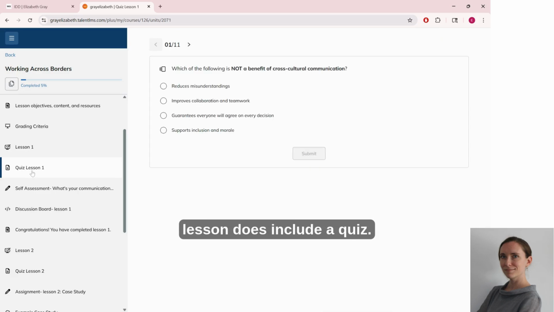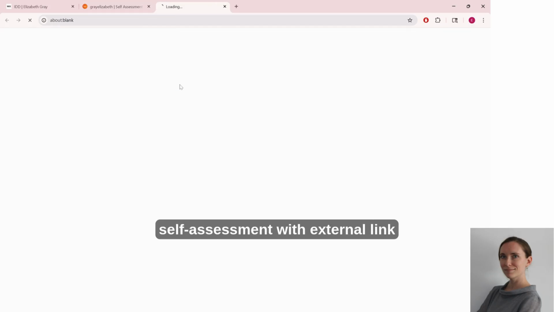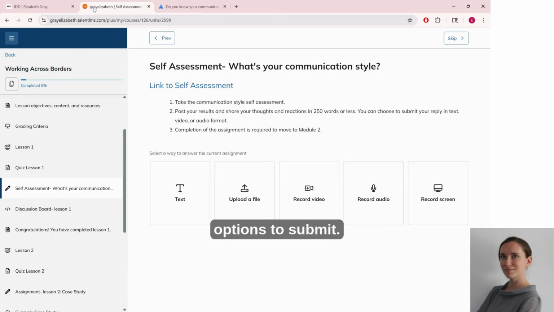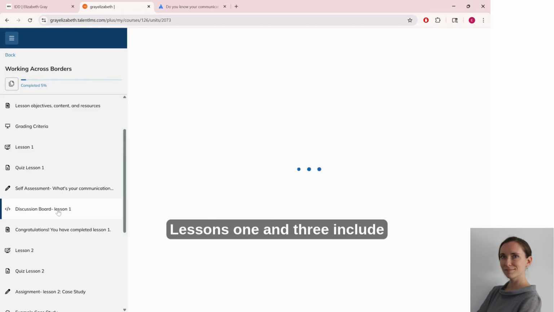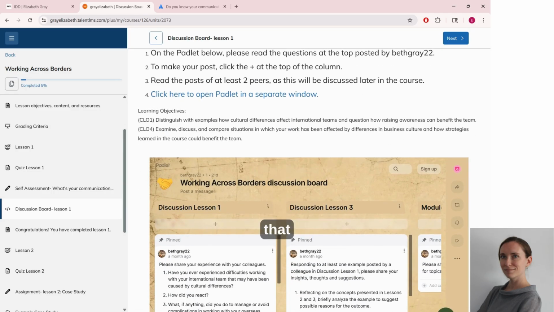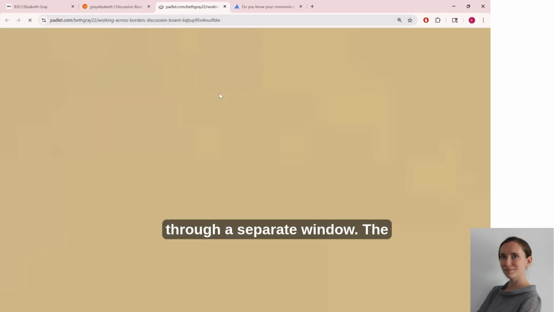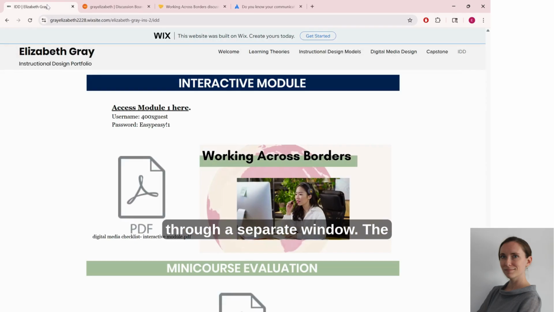Each lesson does include a quiz. Lesson 1 also includes a self-assessment with external link and options to submit. Lessons 1 and 3 include a discussion board that can be accessed directly in the LMS or through a separate window.